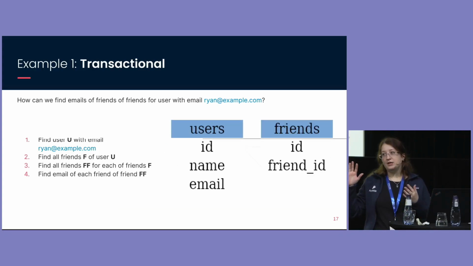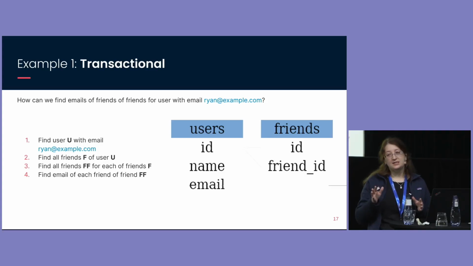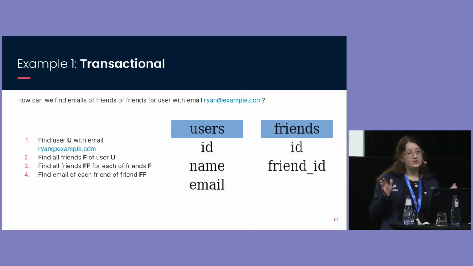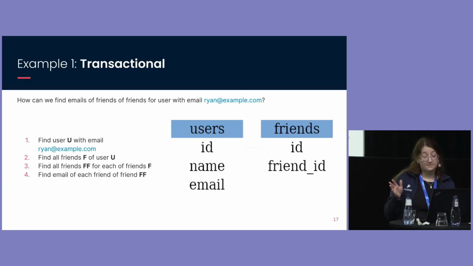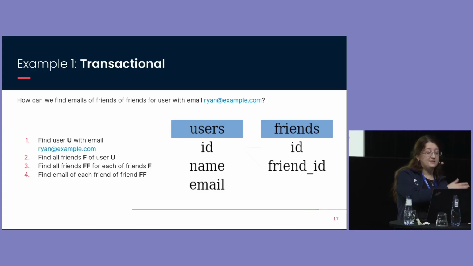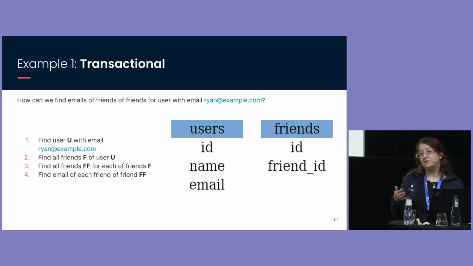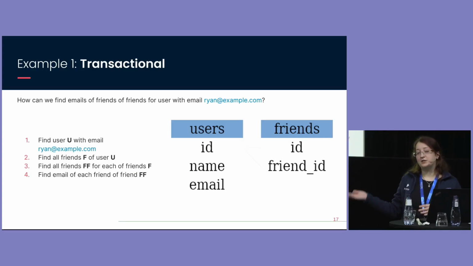Before we jump into SQL and queries, let's just consider the algorithm of this operation itself. So first, we need to find the user Ryan. Second, we need to find all friends of Ryan. Then we need to find all friends of each friend of Ryan. And finally, we would need to find all emails of all friends of Ryan.